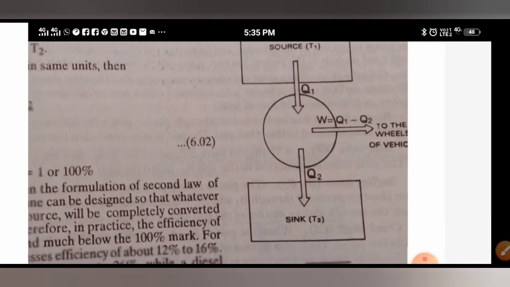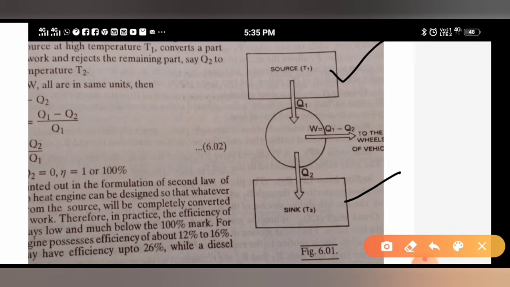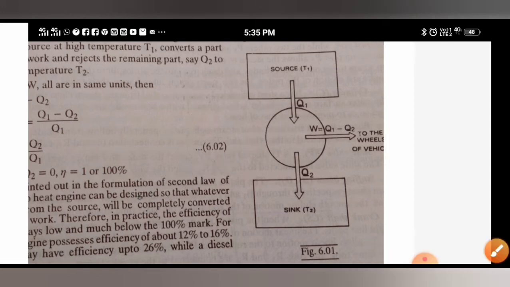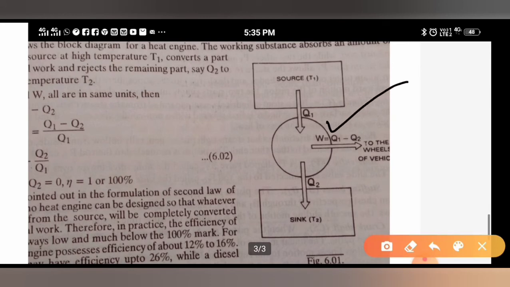You can see that there are three parts in the heat engine: the source, which is at temperature T1, and the sink, which is at temperature T2. And we already told you that T1 is greater than T2 because the source is a hot body and the sink is a cold body. The working substance means petrol, diesel, whatever you are using in your vehicles. So that working substance is here.